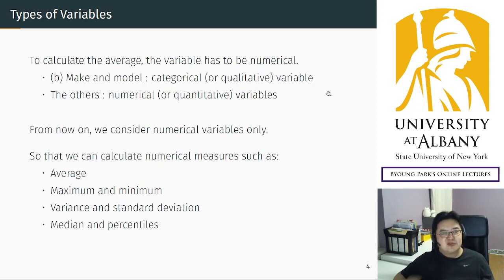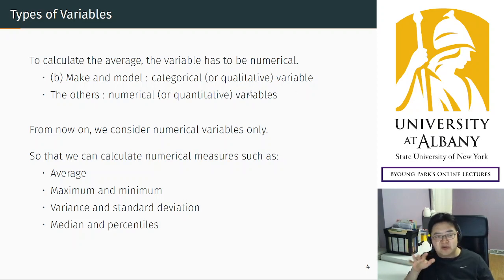Of course, to study the average, we have to assume that from now on the variables will be numerical. We will assume that the variables are numerical. Otherwise, there is no average. So we will consider numerical variables only.